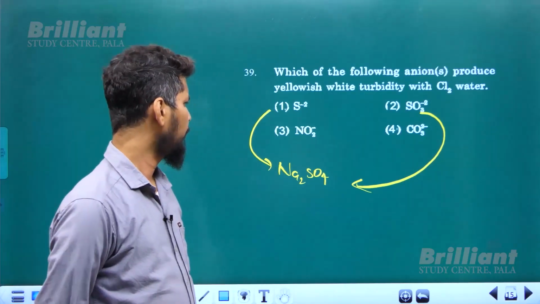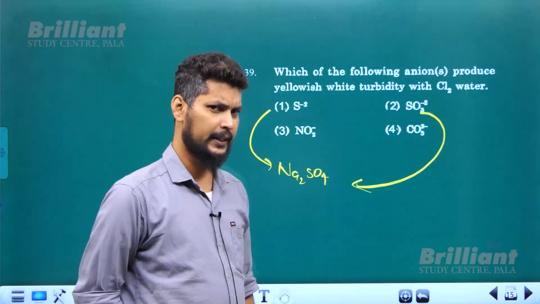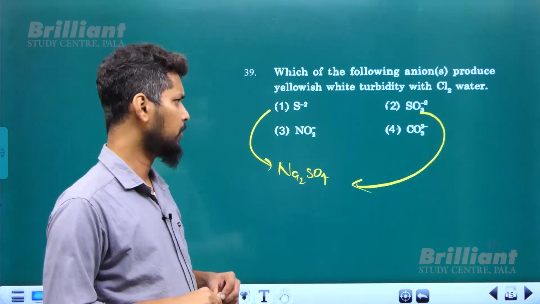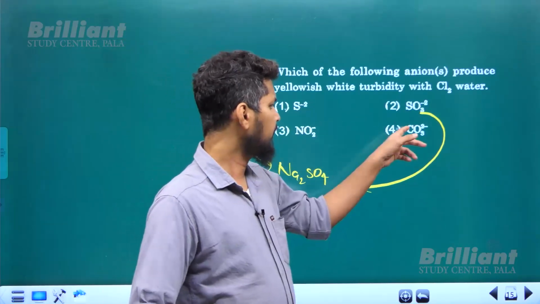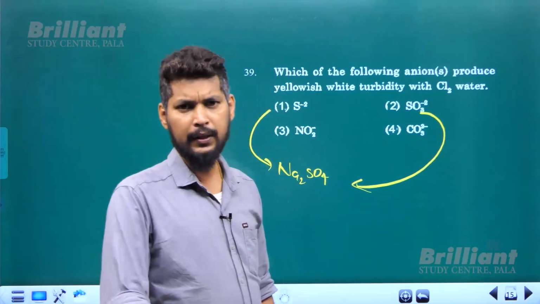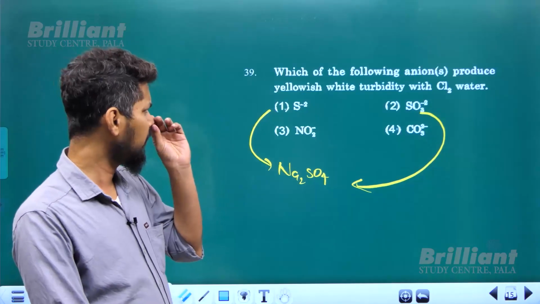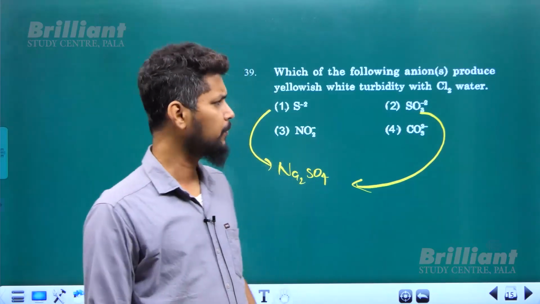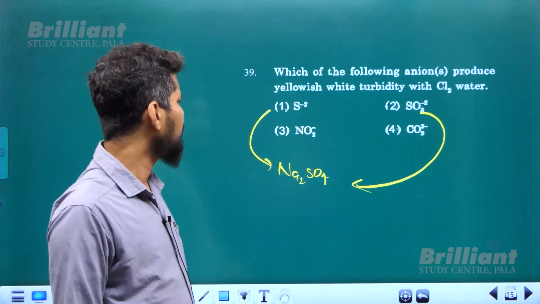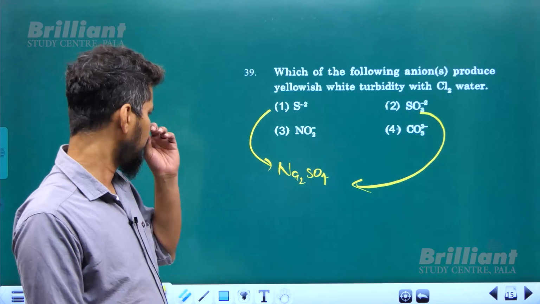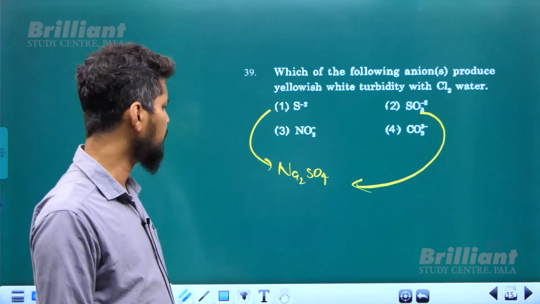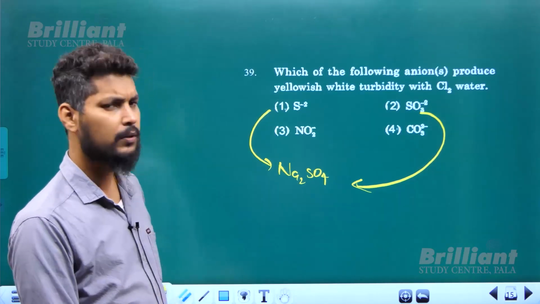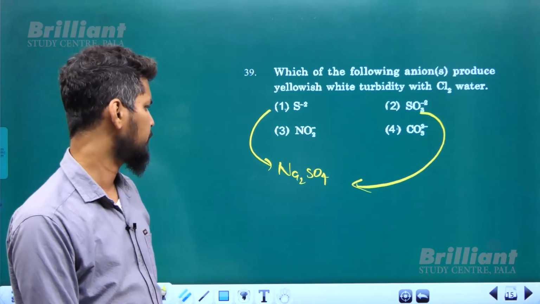But NO2-, on reacting with chlorine, will get converted into sodium nitrate, and sodium nitrate is soluble in water. And this will get converted into sodium bicarbonate, and sodium bicarbonate is not actually a yellowish precipitate, it forms white turbidity, but not a yellowish white turbidity. So I think both options 1 and 2 are correct, because both will give you sulfate forming a turbidity.